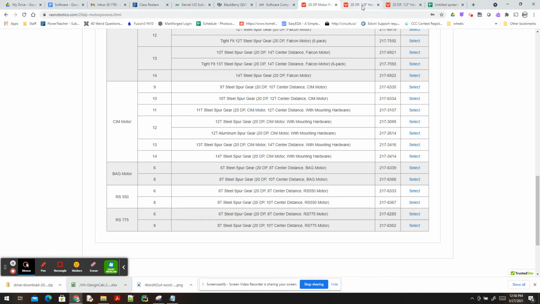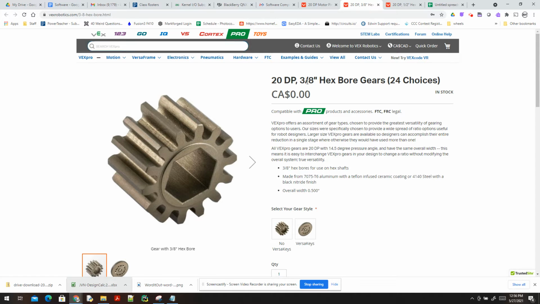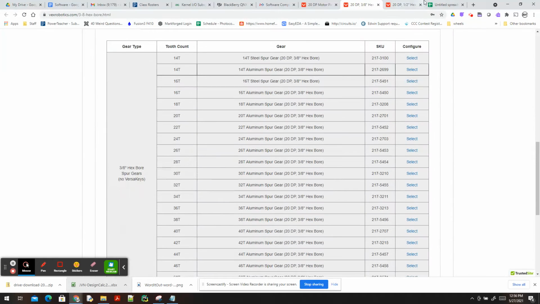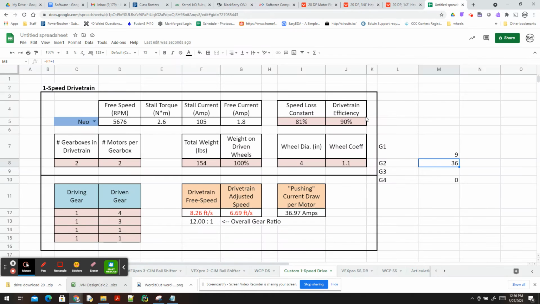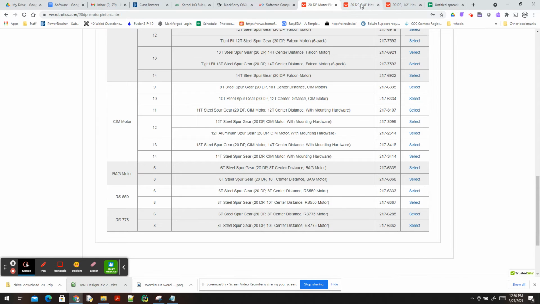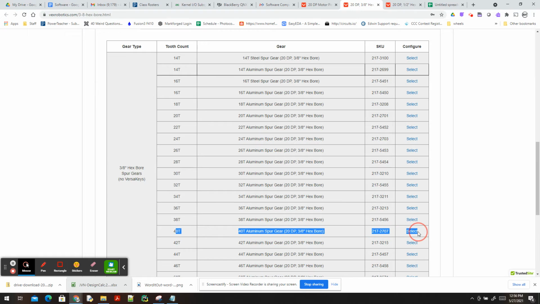My second gear will be on a 3/8 inch hex shaft. So I need to look and see, do we have a 36 tooth gear? Yes, we do. So I could buy that gear, and there's all the information I need on it. Now, if I decided to change that to a 10 tooth, I still get the same ratio if I switch to a 40 tooth. So my second gear would be the 40 tooth, which is this one.